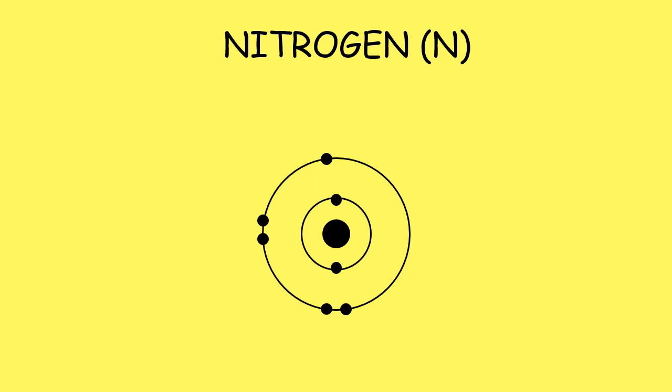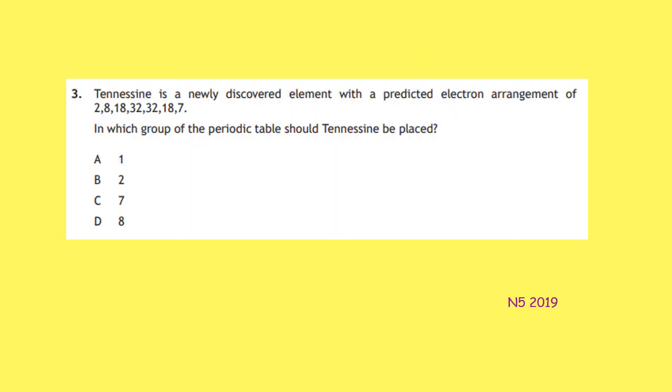Now what we've got here is an example of a question that you might get in an exam. It's a multiple choice question. Here we have tennessine, the newly discovered element with a predicted electron arrangement of 2, 8, 18, 32, 32, 18, 7. Which group of the periodic table should it be placed in? So, which is the correct answer?